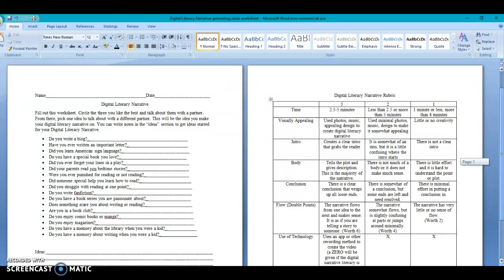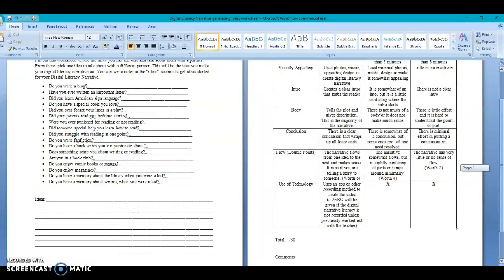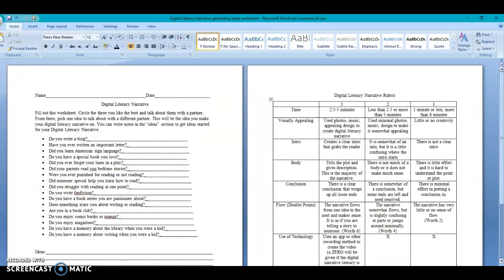And then I'll also have the rubric up. Basically, what I'm looking for is you have used technology to create a digital literacy narrative, and you made it visually appealing. So you have pictures, music, make it very creative. You have a clear introduction, you have a body, which is where you'll put the conflict or some kind of story, and then you have a clear conclusion.